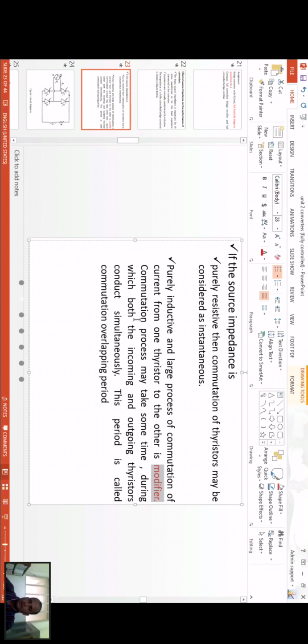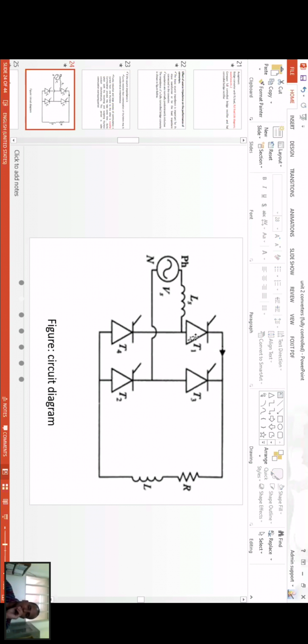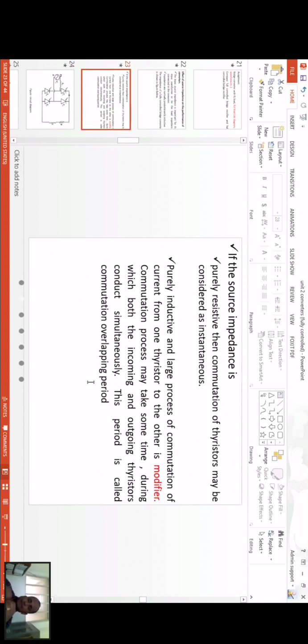Because of the source impedance, purely inductive and large, the commutation process may take some time. During this, both the incoming and outgoing thyristors conduct simultaneously. It means that both the thyristors are conducting together. You have 4 thyristors, right? Suppose in a positive half cycle, T1 and T2 should conduct. During the negative half cycle, T3 and T4 should conduct, but because of the purely inductive source impedance, both the thyristors might conduct simultaneously. So this period is called the overlap period.